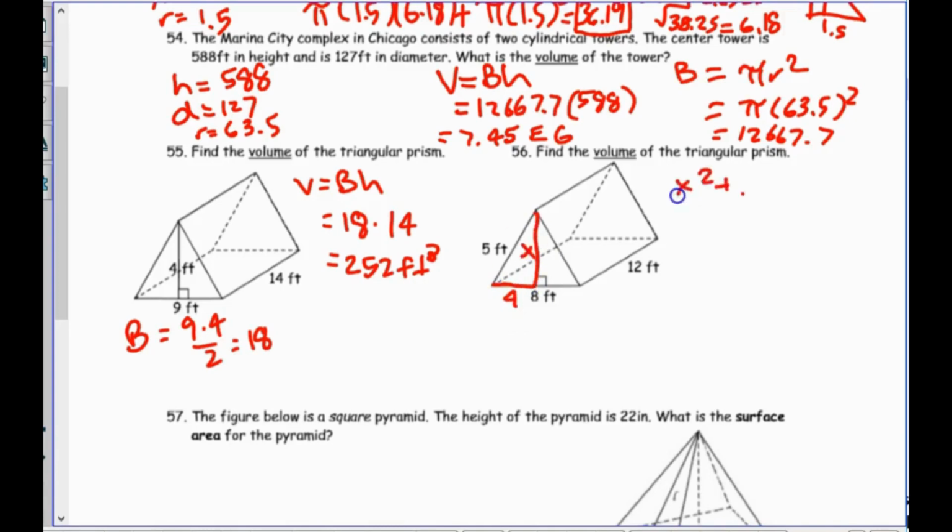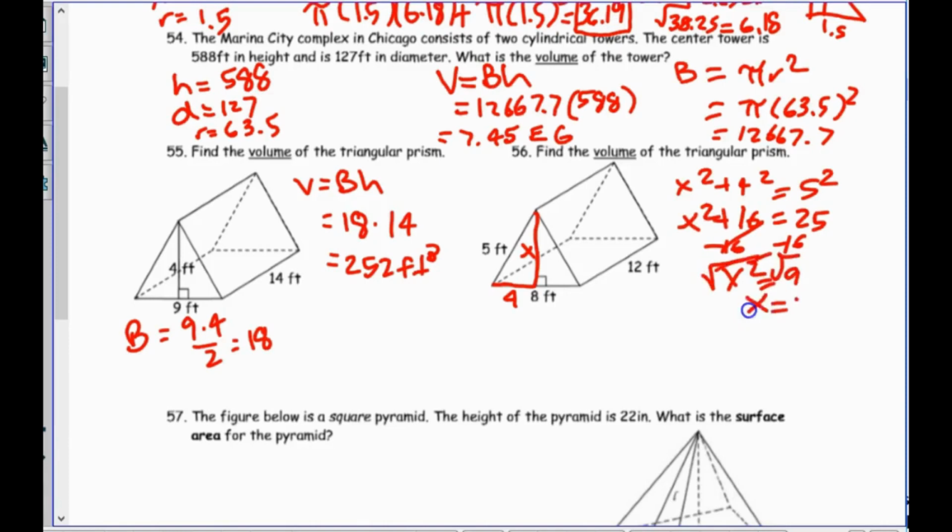So x squared plus 4 squared equals 5 squared. Hopefully you already know this is a Pythagorean triple. But just in case you don't, how do we get it? We square them, we subtract them, and then we square root. And the height is going to be the square root of 9, which is 3.